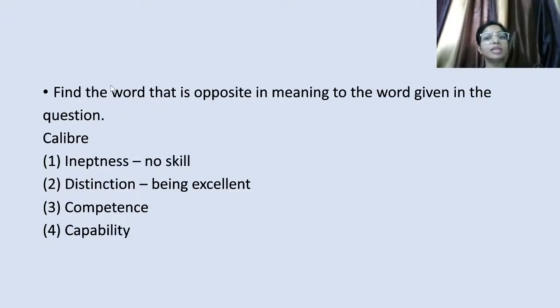Now let's go to the next question, where I have to find the word that means right opposite to caliber. Okay. So you must have heard of caliber, and I'm sure that CAT is also an exam of caliber. What you're studying, how easily you grab what I teach, again means caliber. So caliber means the ability or the quality of a person or a thing. And the options are ineptness, distinction, competence, capability. Please take a while and tell me what can be the right answer.